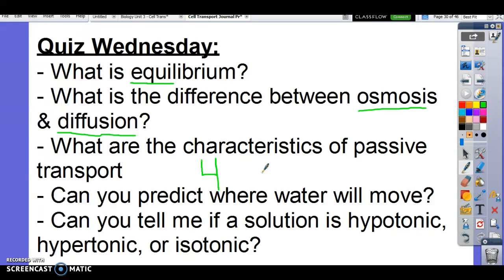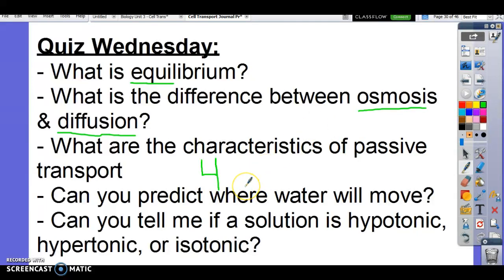Both of them, well, passive transport transports things. It does not use energy. Okay? So no energy is needed. That's important. And it sometimes uses a protein. It doesn't need to use a protein, but sometimes it uses a protein.